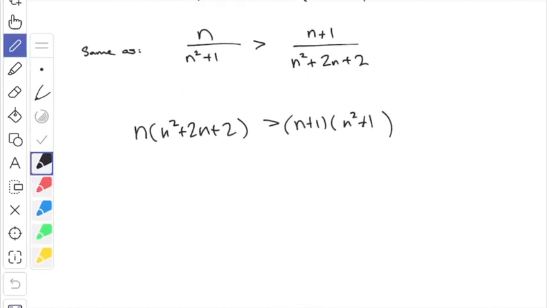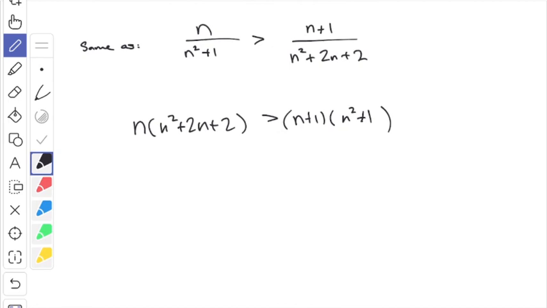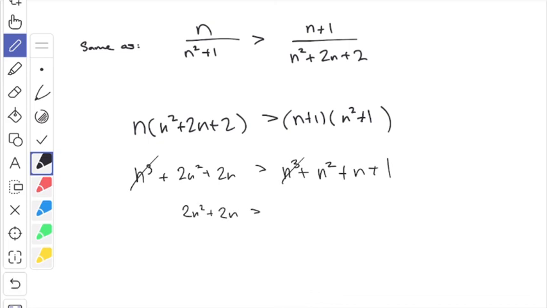I can continue to simplify or expand or whatever you want to say. Distribute the n here: n cubed plus 2n squared plus 2n, greater than, and on the right side, you've got to do the FOIL there. It's going to be n cubed plus n squared plus n plus 1. And then we can subtract to simplify things. I can cancel n cubed on both sides. And the rest of this will not fully cancel, but we can subtract n and also subtract n squared.